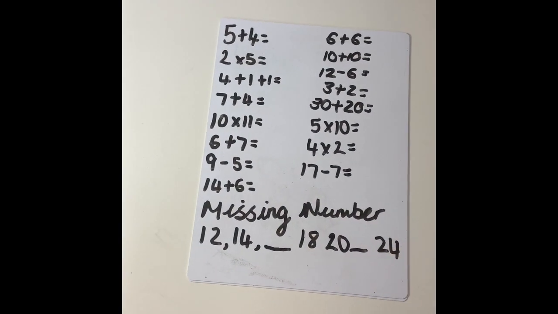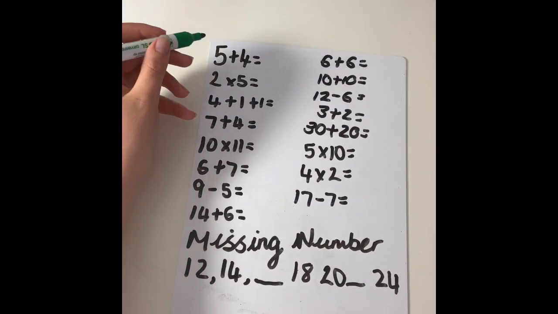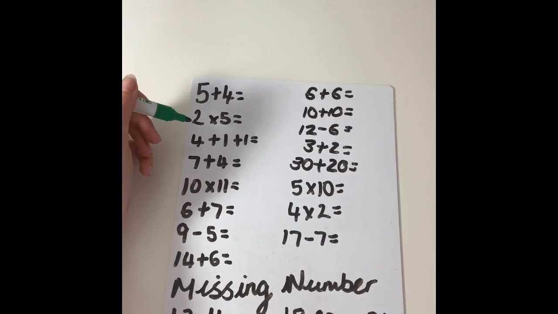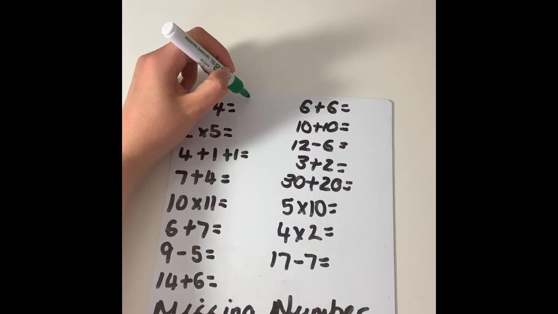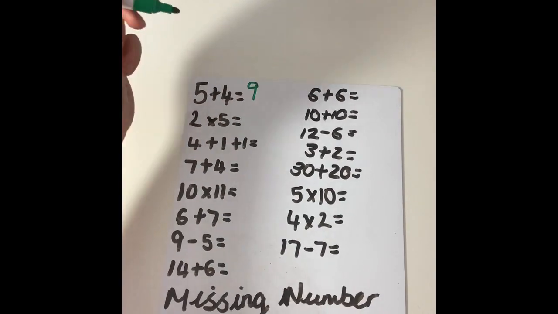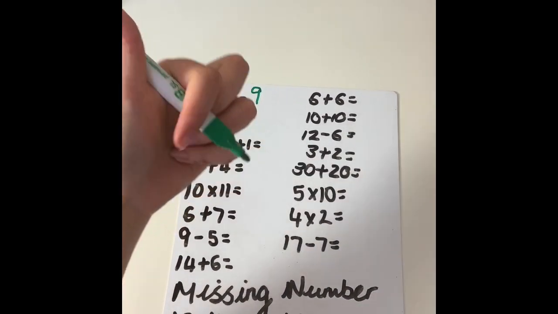Okay, good to have you back. I hope you've had a really good go at these. I'm going to quickly write the answers next to it. 5 add 4. I've counted on in my head and I've got to 9. 2 times 5, well, I know that it goes 5, 10.